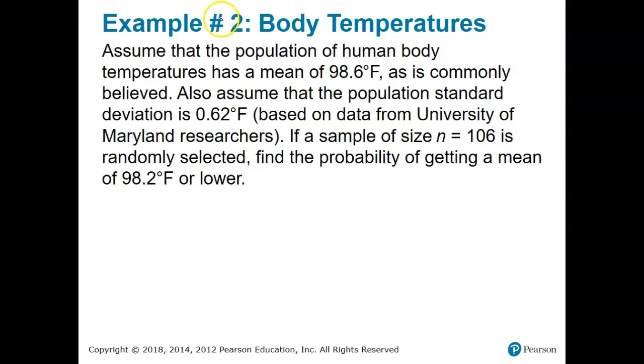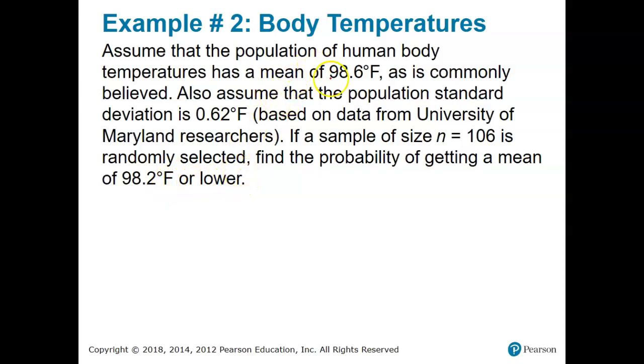Okay, so here's another example that I want us to go through. Assume that the population of human body temperatures has a mean of 98.6. That's basically what it's believed to have been for many years. Also assume that the population standard deviation is 0.62 degrees Fahrenheit. So we have a sample of size 106. It's randomly selected. Find the probability of getting a mean of 98.2 degrees Fahrenheit or lower.